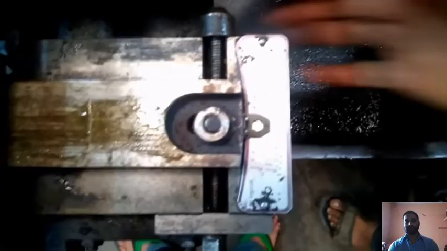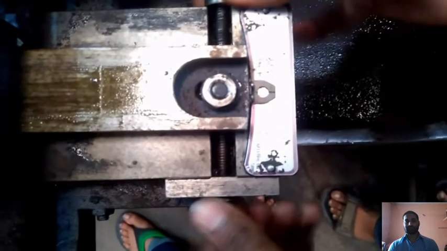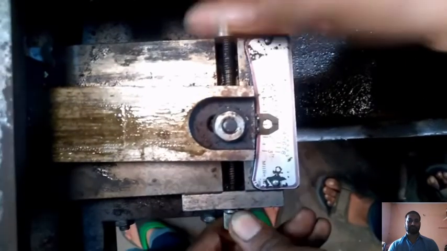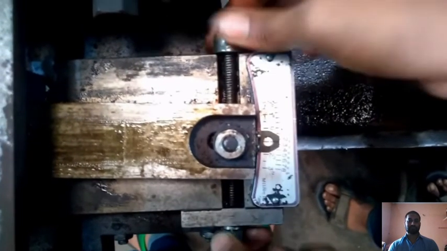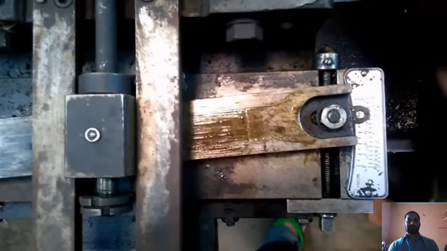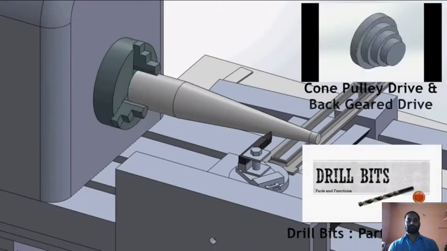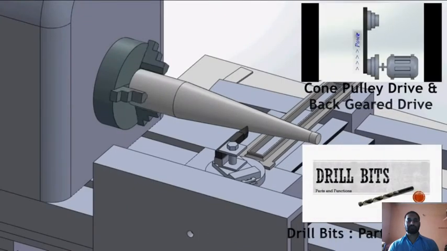Here's the taper turning attachment that I found. This is the guide and its orientation can be changed using a screw here. There are some markings here indicating the taper angle. Hope we could clarify how the taper turning attachment works. Keep watching this page for more videos like this.